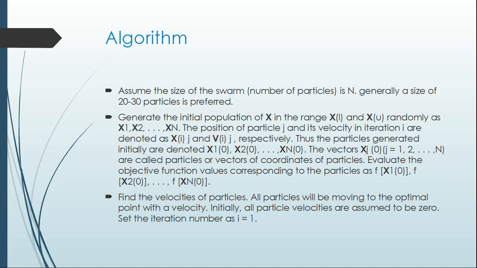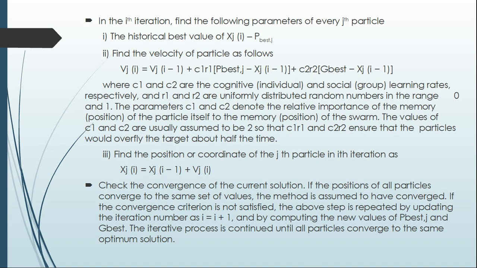Now we'll find the velocities of each particle. All particles will be moving to the optimal point with a velocity. Initially, all particle velocities are assumed to be 0 in the first iteration. In the ith iteration, we'll find the velocity of each particle by using this mathematical representation, where C1 and C2 are individual and social group learning rates, and R1 and R2 are uniformly distributed random numbers in the range 0 to 1. The parameters C1 and C2 denote the relative importance of the memory of the particle itself to the memory of the swarm. The values of C1 and C2 are usually assumed to be 2, so that C1R1 and C2R2 ensure that the particles would overfly the target about half the time.